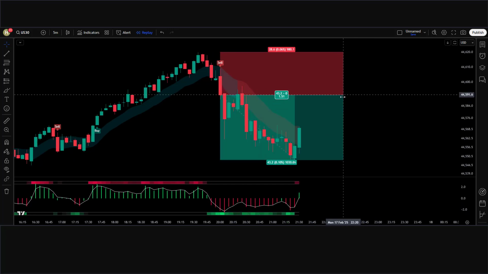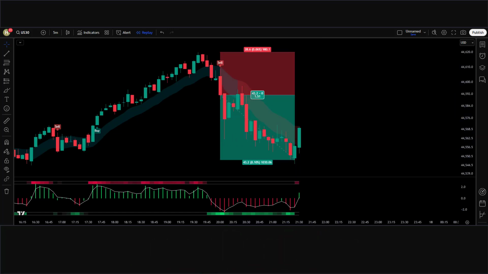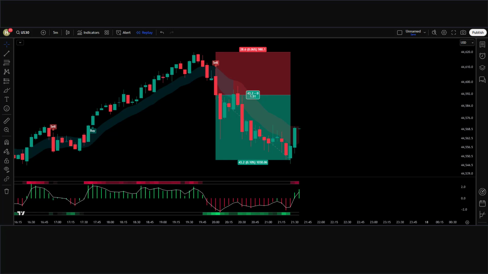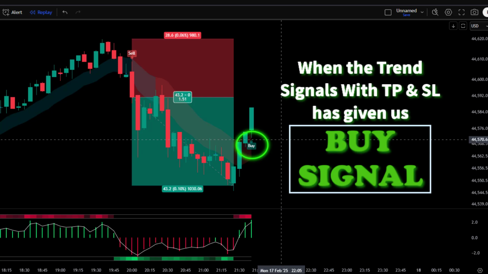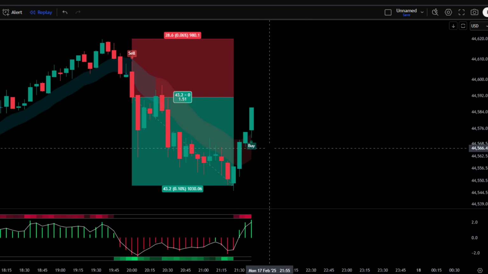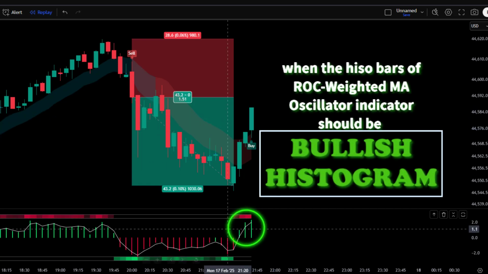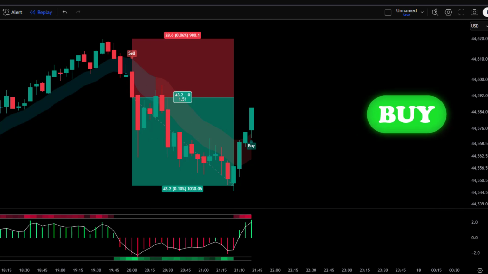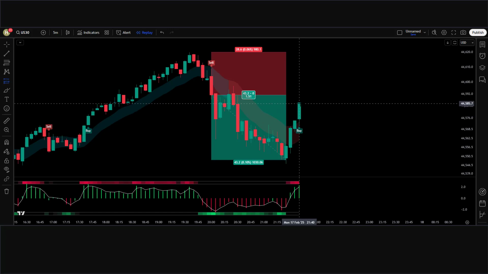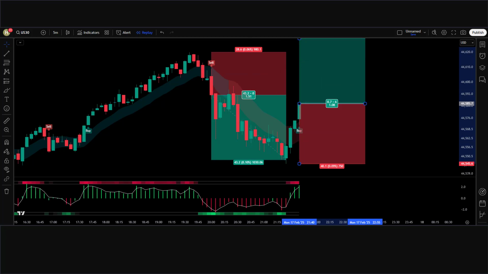The market has completely hit the target. Now let us understand the long position. When the Trend Signals with TP and SL has given us a buy signal, when the market has formed a bullish candle, and when the ISO bars of the ROC-Weighted MA Oscillator indicator show a bullish histogram, if these conditions are fulfilled, then we will place a buy order. Our stop loss will be placed at the current market's lower level, and the risk to reward ratio will be 1:1.5.